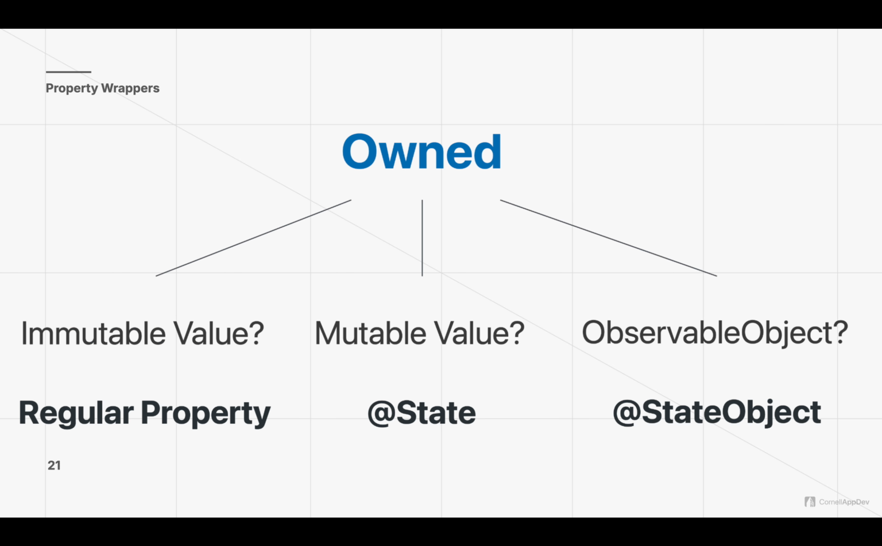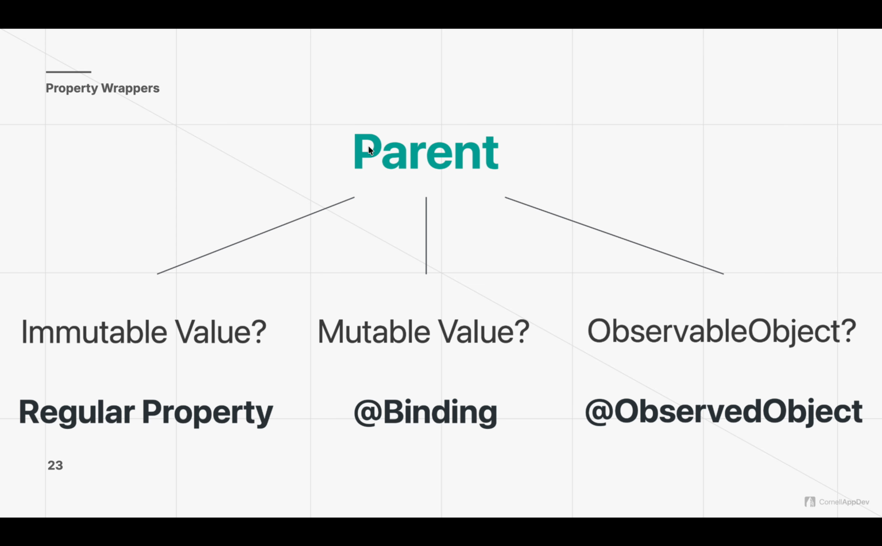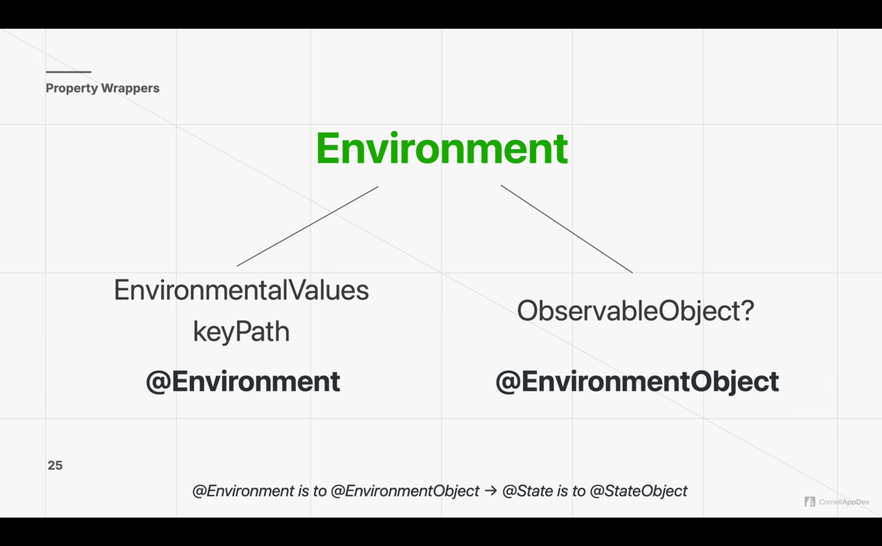So for owned, if you have an immutable value within the view, it's static, then just make it a regular property. No need to do any wrappers or anything. And if it's a mutable value, I use @State. And if it's an observable object, like a view model, which we'll show you next lecture, then use @StateObject. For parent, similarly, immutable value, regular, mutable. Remember, if it's coming from the parent view, then use @Binding. And then observable, you just use an @ObservedObject, which is the parallel of binding for classes.